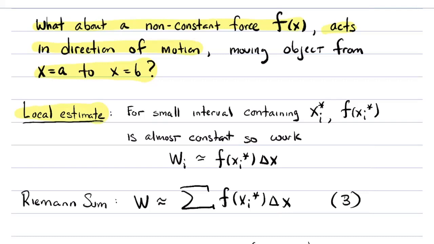All right. So I'm just kind of putting some notation in here for some small interval containing a point xi star. The force f of xi star is approximately constant. So the work in moving the object over that little interval that contains xi star would be approximately f of xi star times delta x. Delta x is the width of the interval.